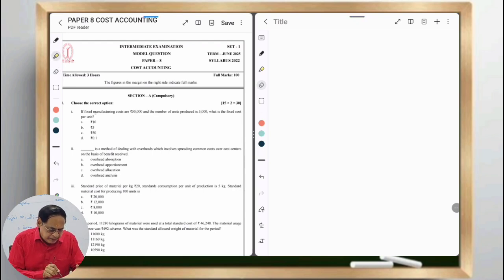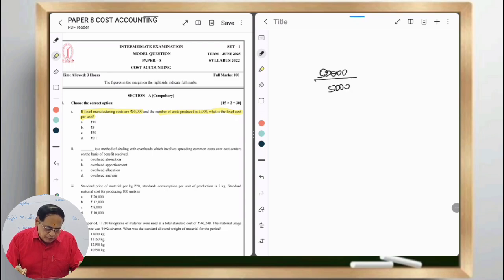The first question is: manufacturing cost is rupees 50,000 and number of units produced is 5,000, what is the fixed cost per unit? Total manufacturing fixed cost is given as 50,000 rupees. Total number of units produced is 5,000. You have to just divide the total manufacturing fixed cost by the number of units. So, 50,000 divided by 5,000.